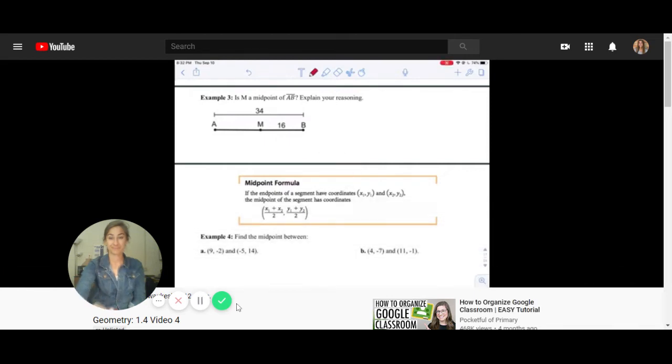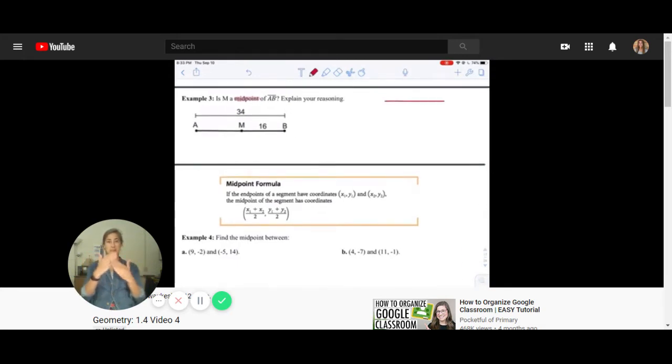All right, in example 3, it asks us, is M a midpoint of segment AB? Explain your reasoning. So our vocabulary word here is midpoint. One thing that we need to remember about midpoint is that it is in the very middle of a segment, which means it splits a segment into two equal pieces.